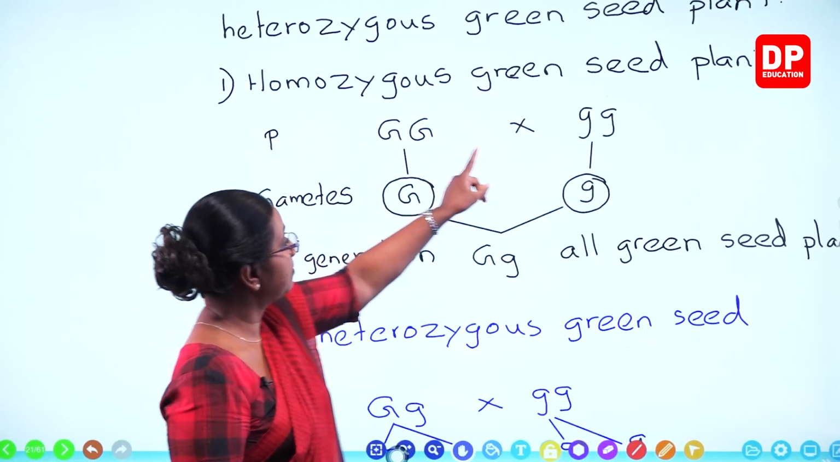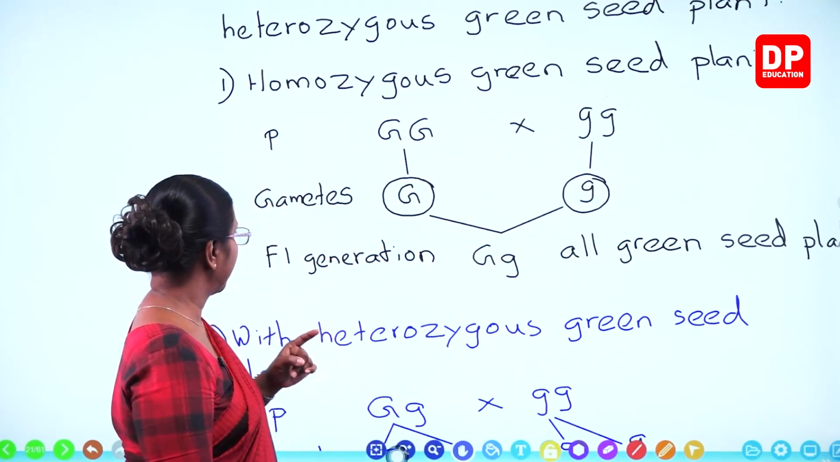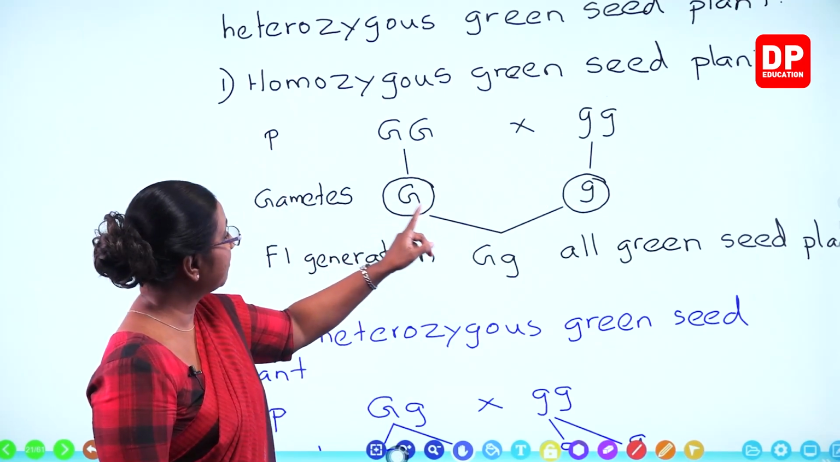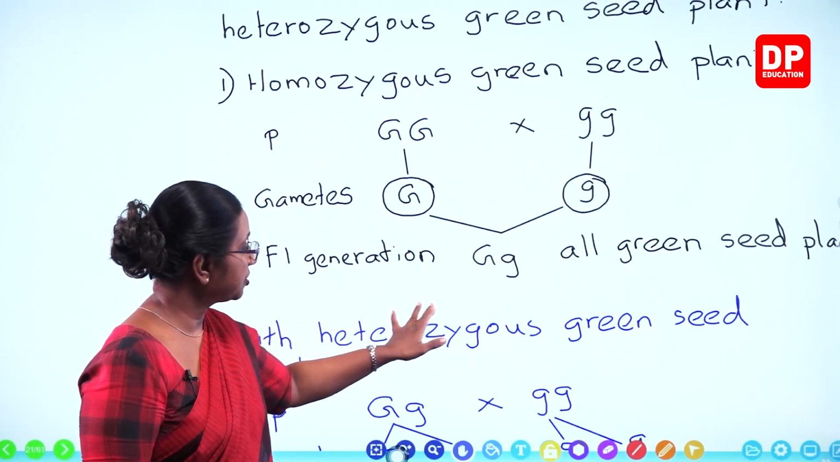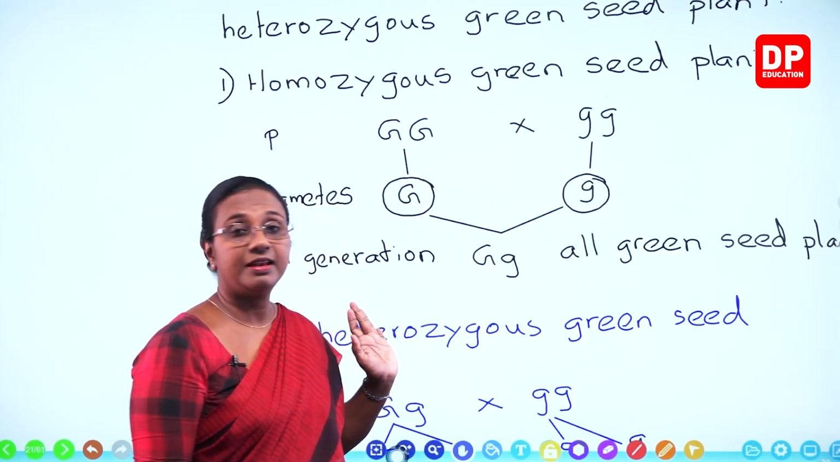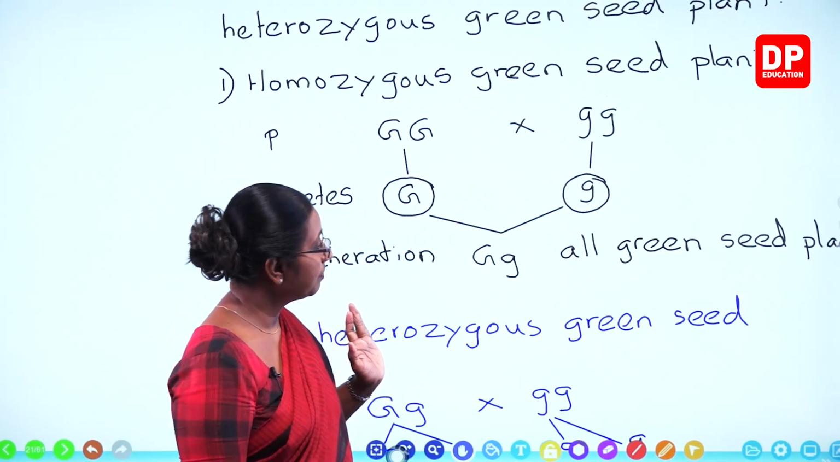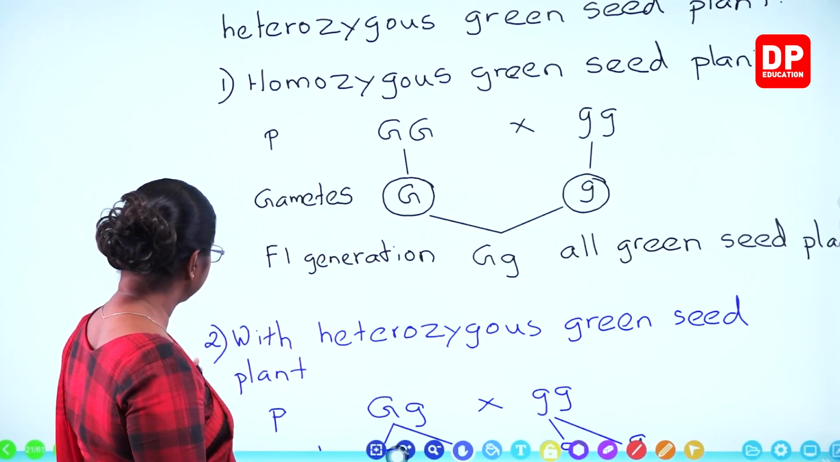This is the green seed plant, this is the yellow seed plant. So gametes will be only one type, capital G and small g. So the F1 generation all will have green seeds, all green seed plants.